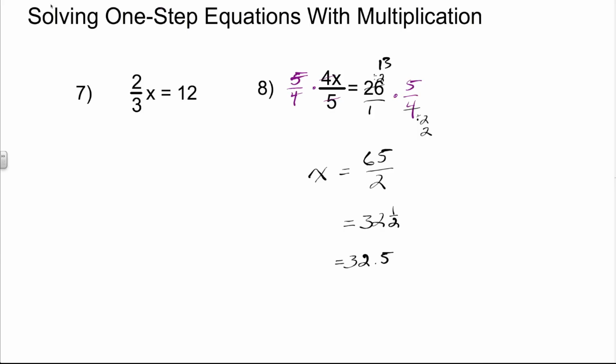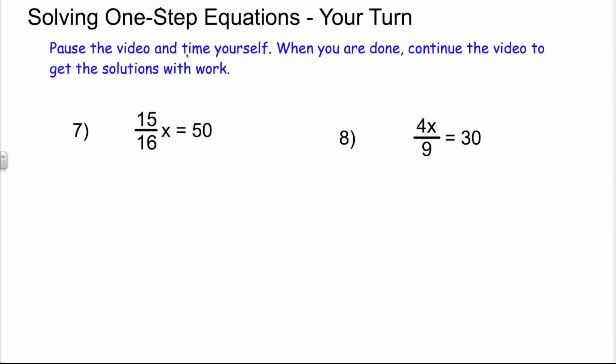The interactive part of this lesson is coming up. We have some problems for you to do. Solving one-step equations, your turn. In the previous examples, 7 and 8, I showed you 2 different ways to solve equations that had fractional coefficients. You can either multiply by the reciprocal, or you could multiply both sides by the denominator, then divide both sides by the coefficient that is left in front of the x. What you're going to do is pause the video and time yourself anywhere between, I'd say in this case, 4 to 7 minutes. It should be sufficient. When you're done, unpause the video and get the solutions and check your work.